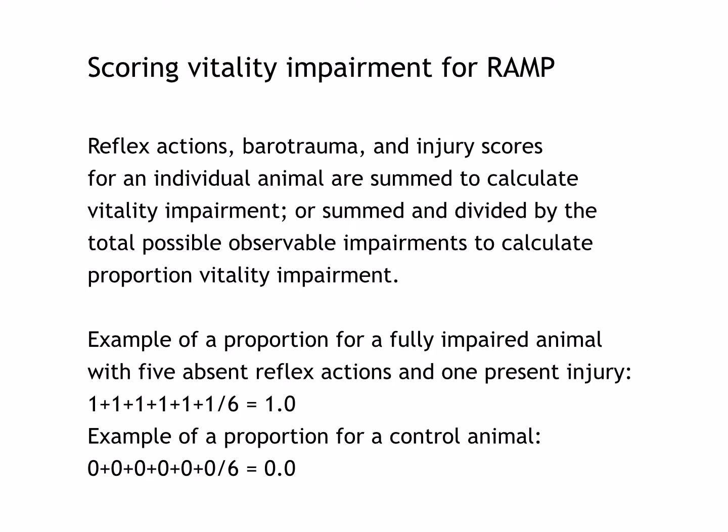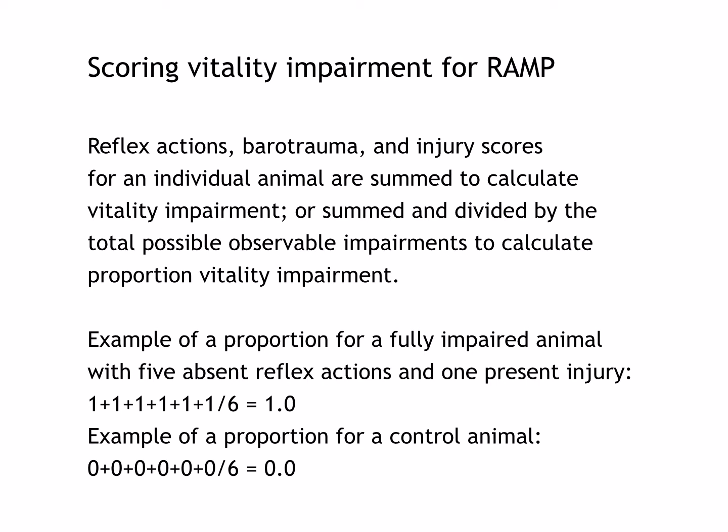Scoring vitality impairment for RAMP. Reflex actions, barotrauma, and injury scores for an individual animal are summed to calculate vitality impairment, or summed and divided by the total possible observable impairments to calculate proportion vitality impairment.